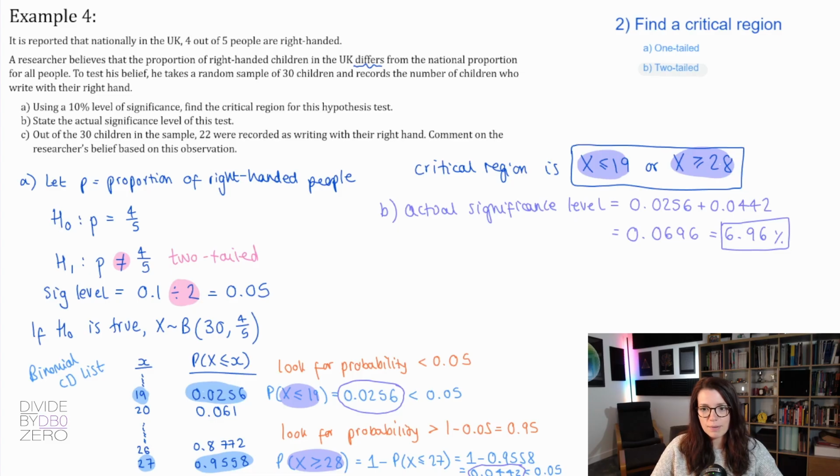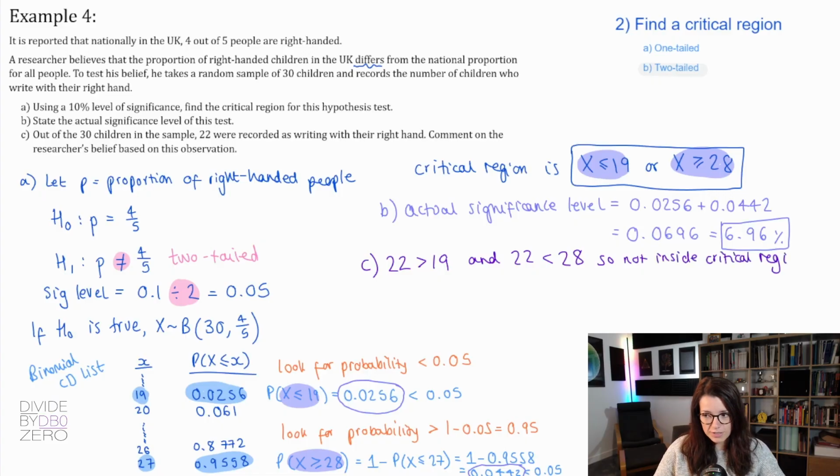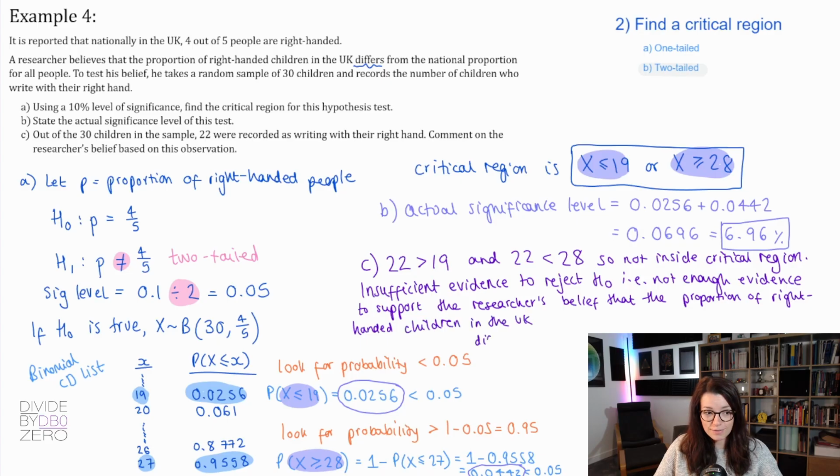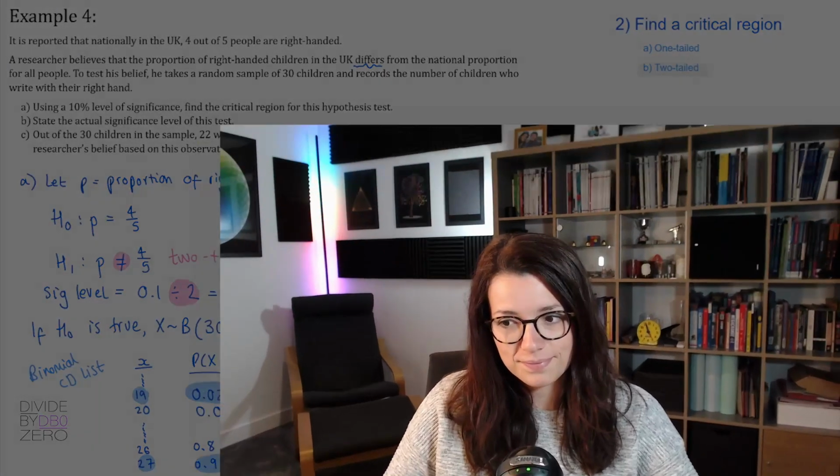And then lastly, part C says out of the 30 children in the sample, 22 were recorded as writing with their right hand. Comment on the researcher's belief based on this observation. Okay, so 22 is greater than 19 and it's less than 28. Either way, it's not inside the critical region. That means in this case, we have insufficient evidence to reject H0, i.e. not enough evidence to support the researcher's belief that the proportion of right-handed children in the UK differs from the national proportion.